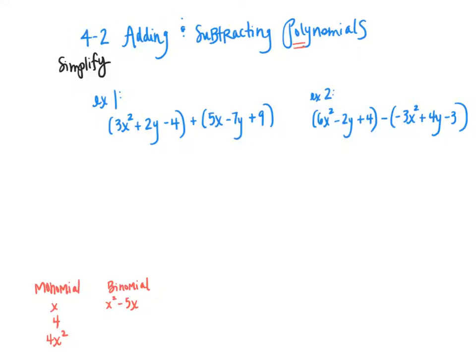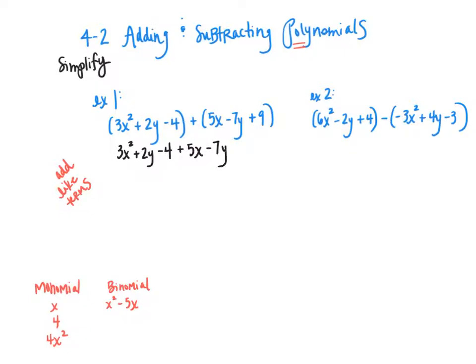So looking at example 1, we're going to add this trinomial plus another trinomial. Now when we add, we can only add like terms. Now ask yourself in example 1, are these parentheses necessary? If all you're doing is adding, 4 plus 5 is the same as 5 plus 4. So we really don't need these parentheses. So what I'm going to do first is just write out my problem without the parentheses.